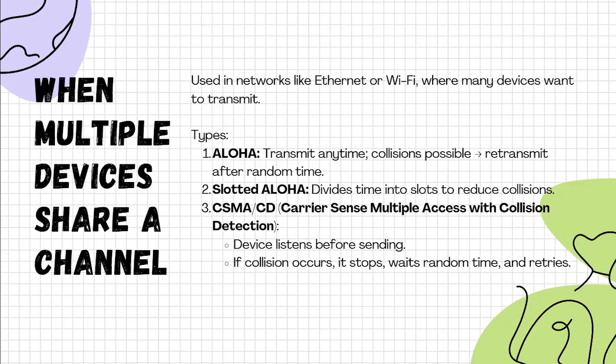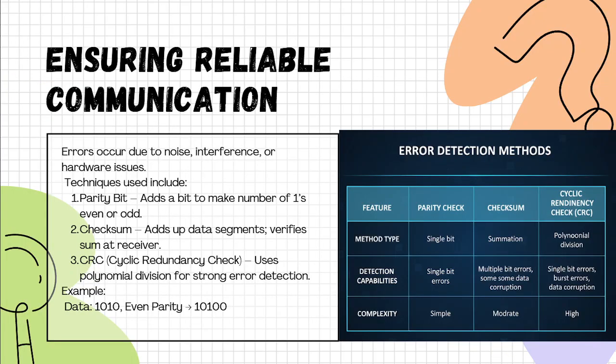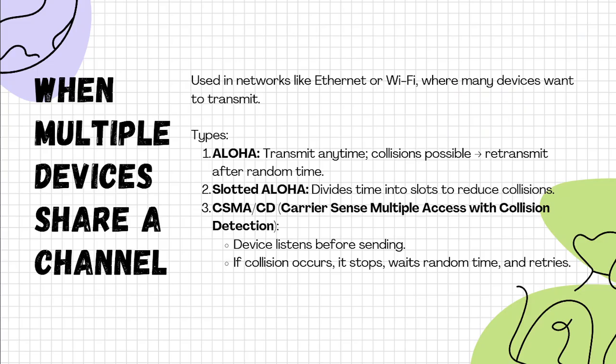Let's quickly compare. Parity is simple but not very strong. It detects only single bit errors. Checksum is stronger and is used in TCP and UDP protocols. And CRC is the most reliable and is used in Ethernet and Wi-Fi because it can detect burst errors effectively. These techniques ensure that even when millions of bits of data are transmitted per second, we can still detect when something goes wrong. Let's move on to the next one.